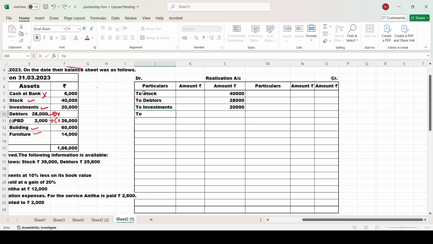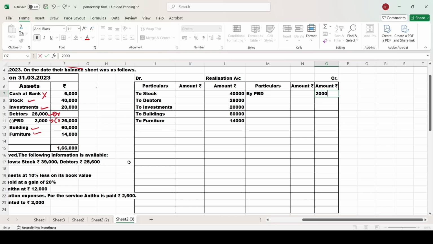Next, to buildings 60,000. To furniture 14,000. Yes, now we have recorded all the assets towards the debit side. After recording the assets, if you have a PBD or RBD, please take it to the credit side because you may forget while recording this. So before we go to the next step, we'll record the PBD also. By PBD, we'll take it to the outer column, that is 2,000.